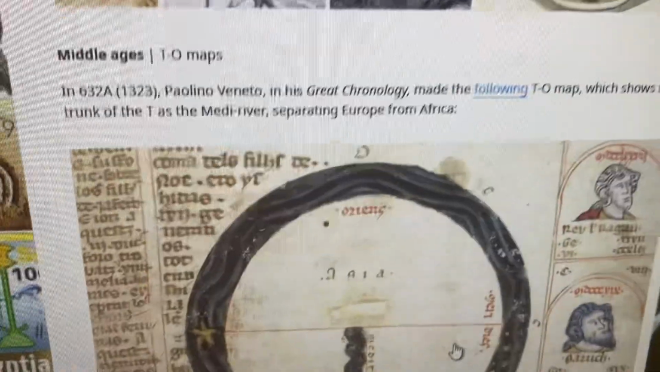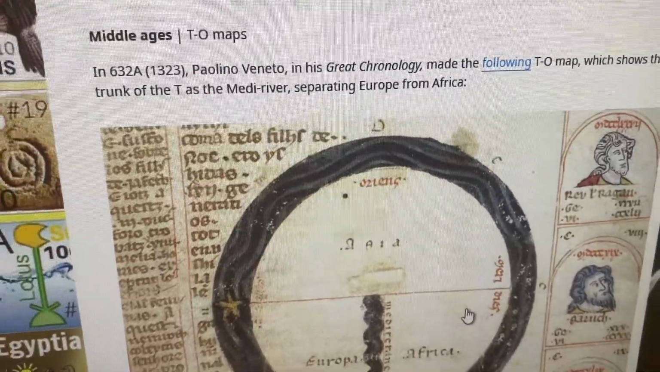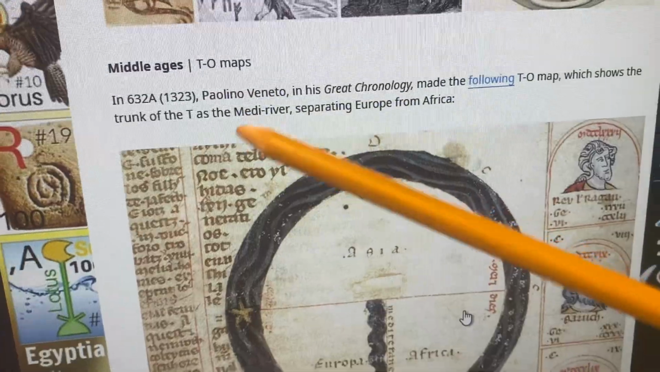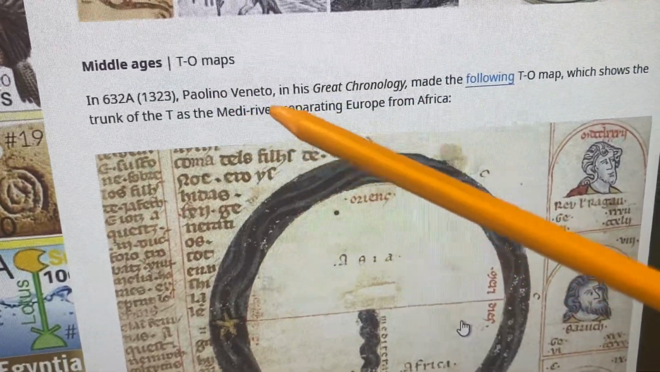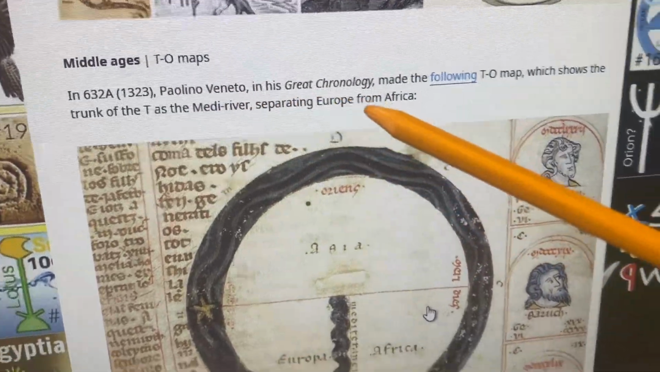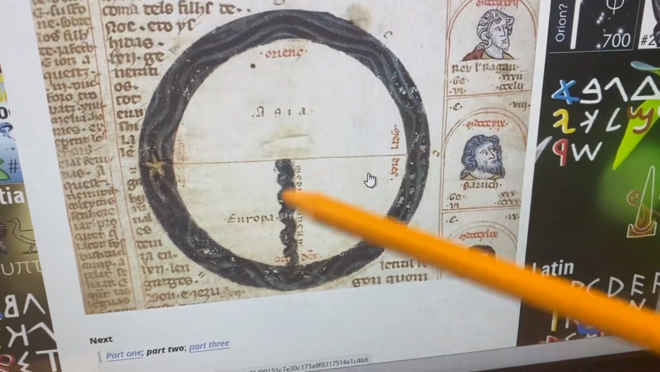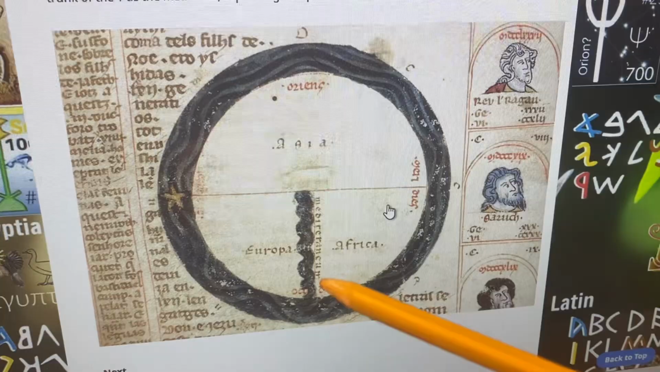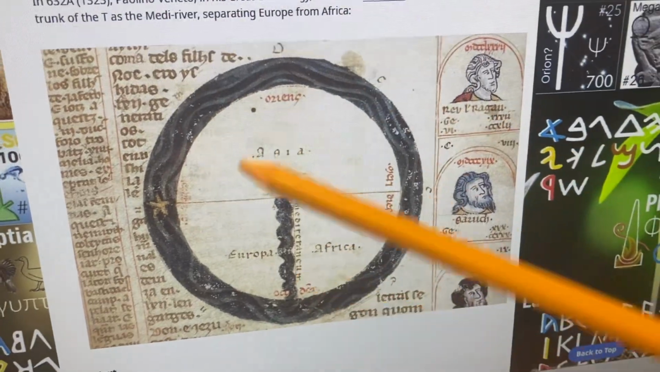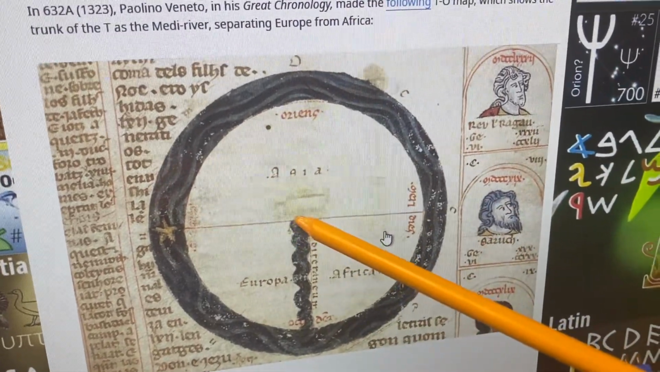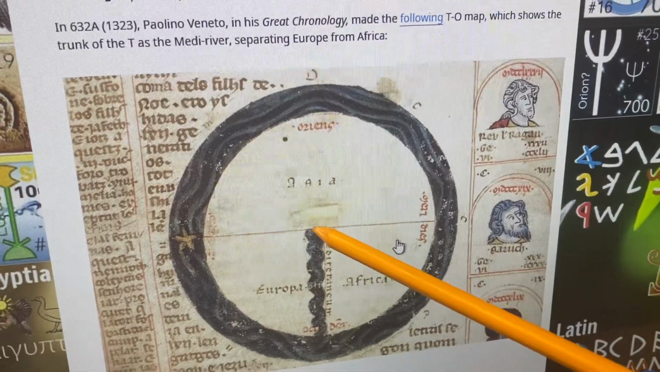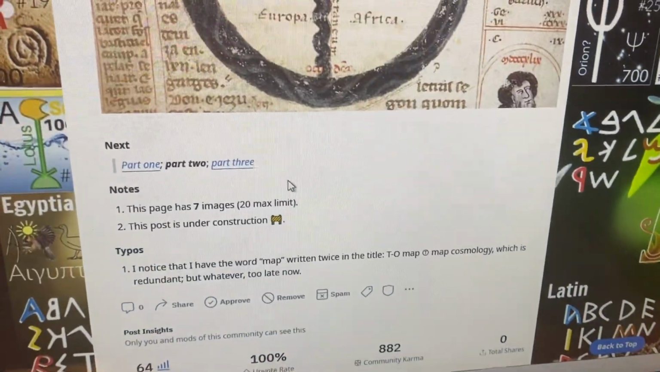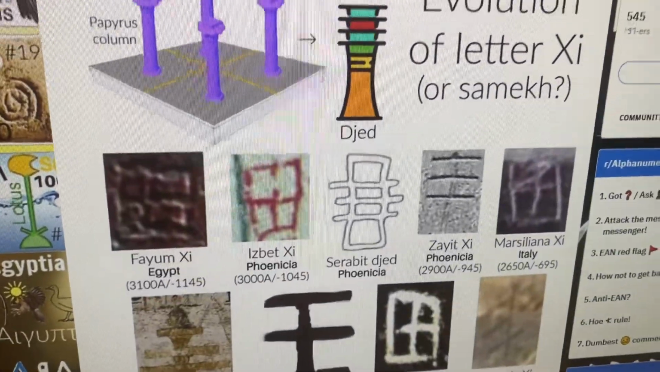And here we see a TO map from 632 A or 1323 by Paulino Veneto in his Great Chronology. Where we see Asia, Europe, and Africa, and the only river he has here is the Mediterranean. So it gets changed around, but there's always a center point here. And by this time, it's got shipped to Jerusalem instead of Byblos.